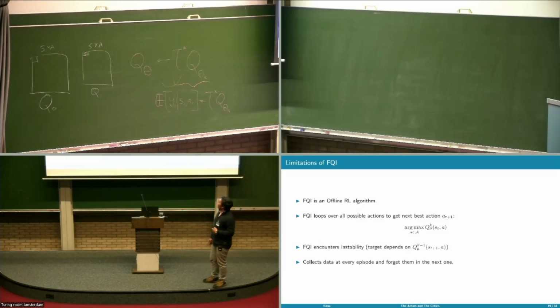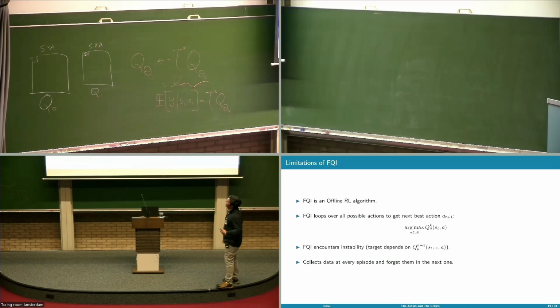FQI loops over all possible actions to get the next best action because you are calculating the greedy policy. So if you have continuous actions, for example, or a very large action space, things are a bit too costly. It also encounters instability because the target depends on theta. This would be theta k minus 1 in this case. So basically, your target depends on the next state, and you are trying to estimate something on the previous state. So there's a temporal coupling between the target that you fixed and the other part. This causes high variance and instability in your regression.